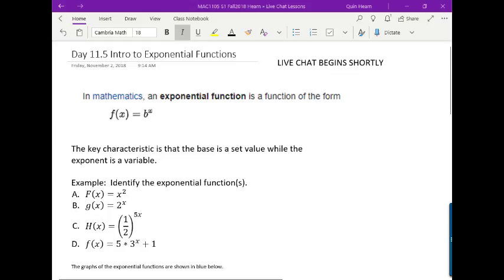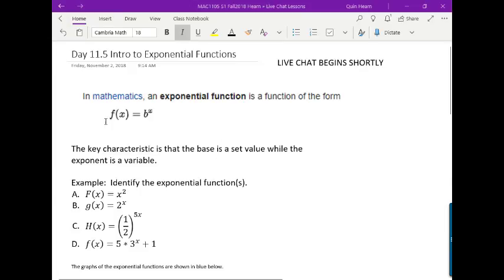Our main topic for today is exponential functions. This is the last topic that's going to be on the upcoming test, test 3, and we'll look at a couple of questions from the test review about this topic as part of the chat as well. But first, let's get it introduced.